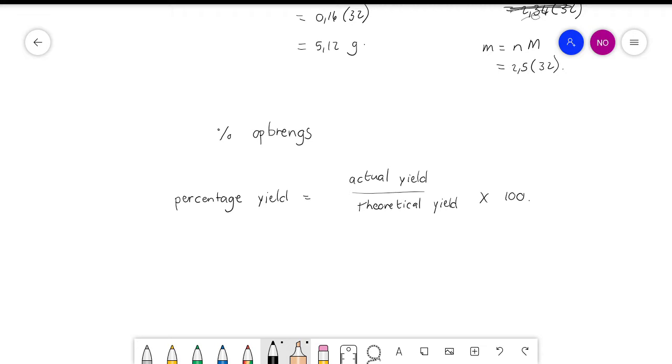But anyway, that doesn't matter now. You cannot get a percentage yield of more than 100.